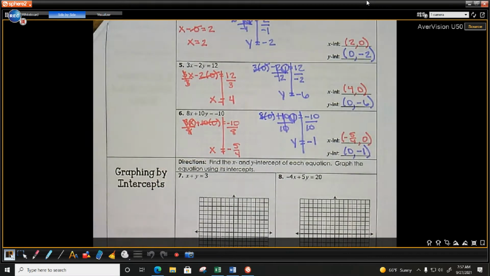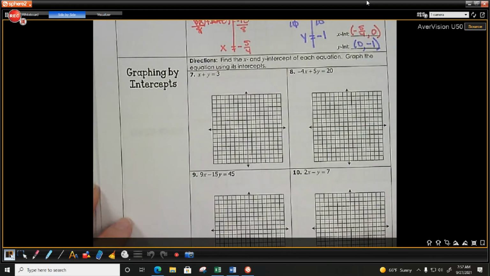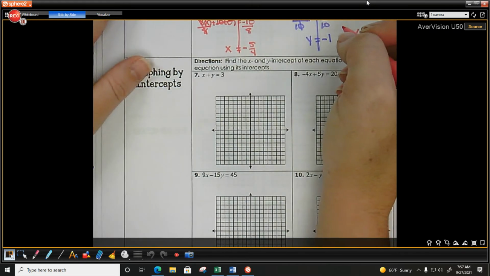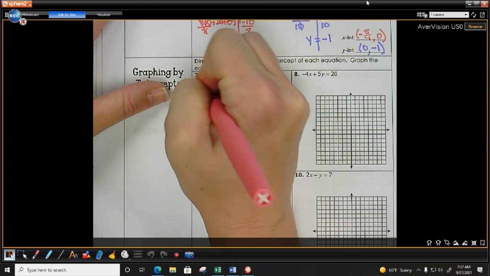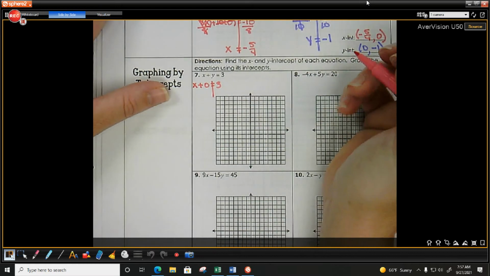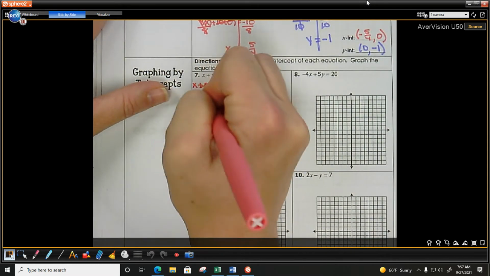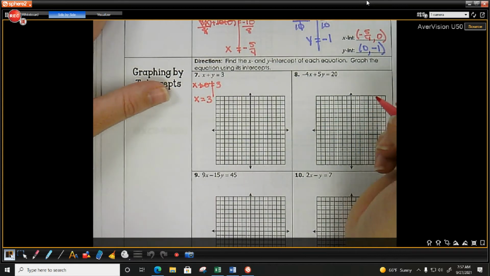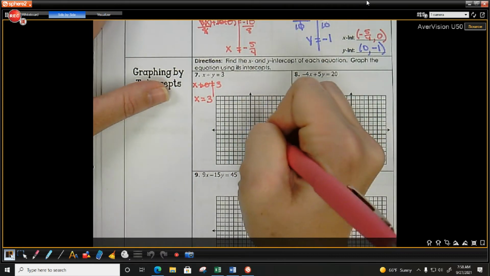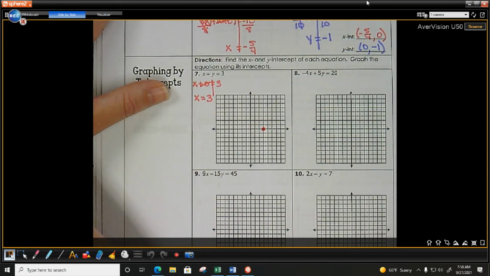Very good. Okay. So now we are going to find our intercepts to then graph our lines. Okay. So first one, find your x-intercept. What do I do? So I'm going to do x plus 0 equals 3. Well, do I need that plus 0? No. So I get x equals 3. So I'm going to go on my x-axis and put a dot at 3. 1, 2, 3. How would I write this x-intercept as an ordered pair? 3, 0.